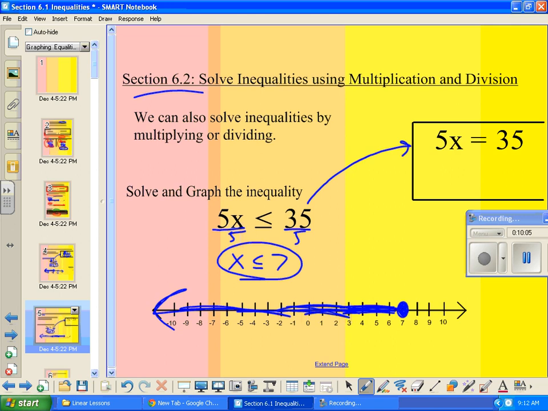All these numbers are less than 7, so I shade them all in, and then put an arrow at the end to say that the line goes on for infinity, forever, on to the left side. All numbers that you can think of that are less than 7, all the negative numbers, anything. So I put an arrow at the end. It says that line goes on forever. There's an infinite amount of answers for this inequality, and the graph shows all numbers left of 7.